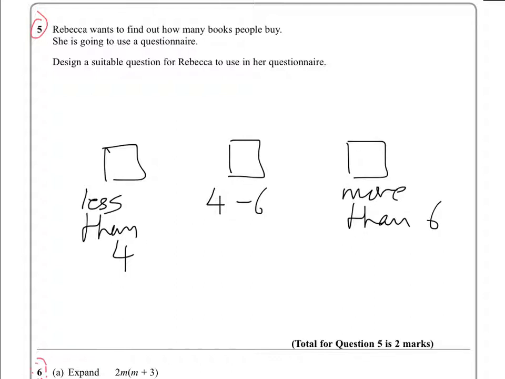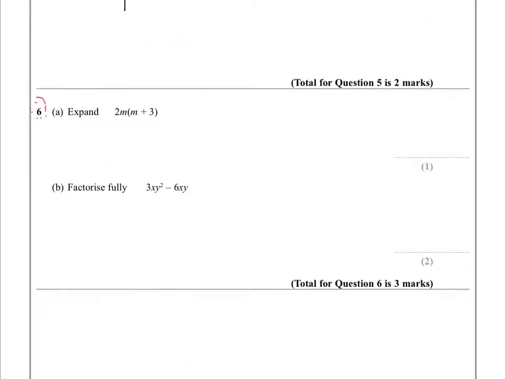Let's see if we've got time to squeeze one more in before my class arrive. Okay, so this one has got dotted lines because it's a bit of a tricky one. 2m times m is 2m squared. 2m times 3 is 2 times 3 is 6m.